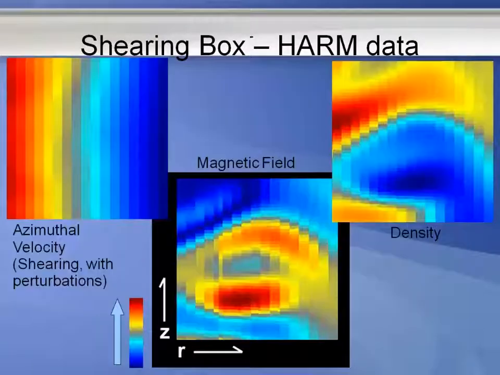And so, of course, the next step is going to be to take actual HARM data and run it through the shearing box approximation and see what happens. I haven't gotten very far with this. Mostly I've just put up these pictures to give you an idea of what happens when we zoom in here.